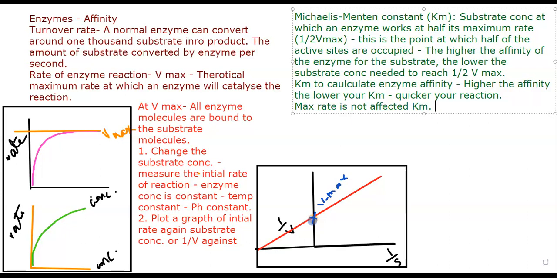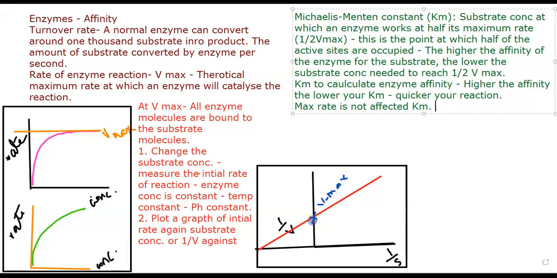The high affinity one can have a lesser maximum rate. So maximum rate is basically the maximum speed at which an enzyme is going to be working. Michaelis-Menten constant is about how quickly it will reach the maximum rate. So the maximum rate is not affected by Km. Km is not about maximum rate.